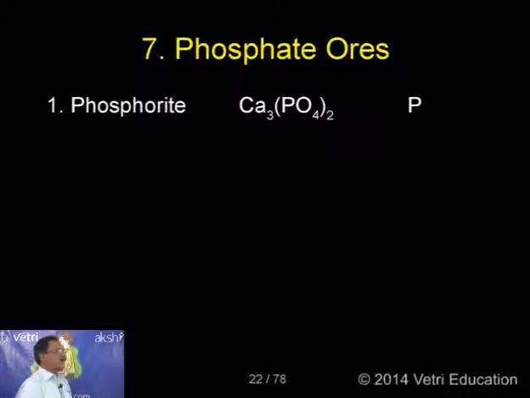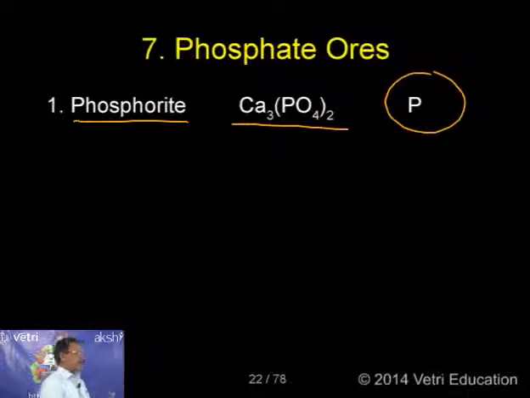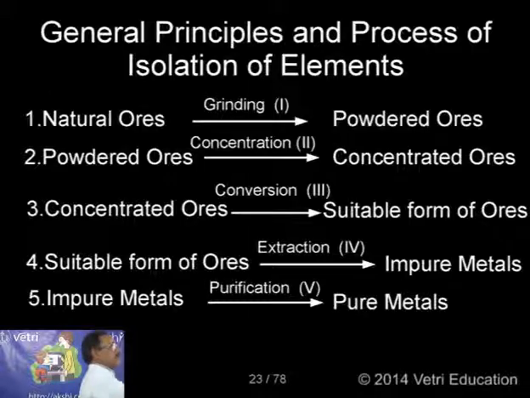Finally, phosphate. Under this, phosphorite is the most common, only one. Molecular formula Ca3(PO4)2. Mainly we are getting phosphorus, a non-metal, from this phosphate. So these are the commonly available ores from which we are extracting profitably the corresponding metals or non-metals that I have discussed.